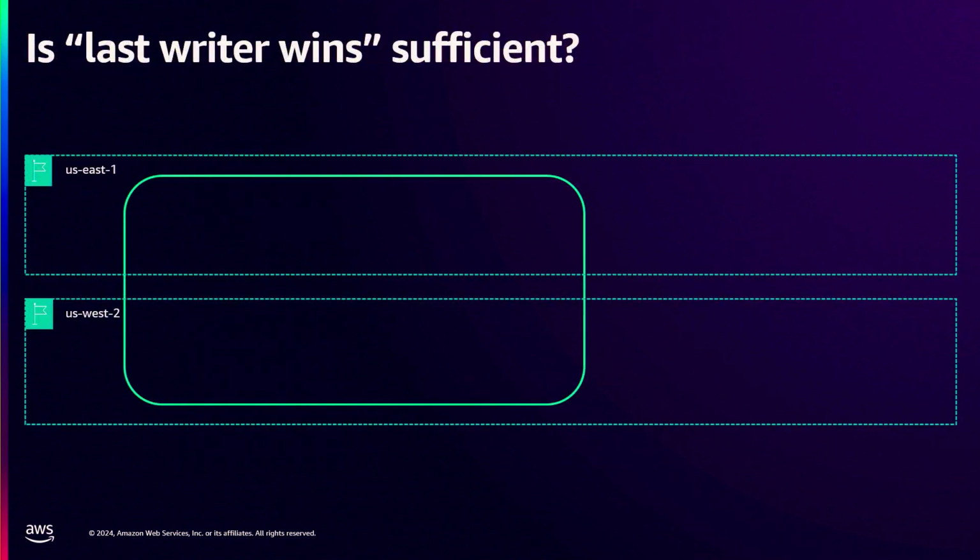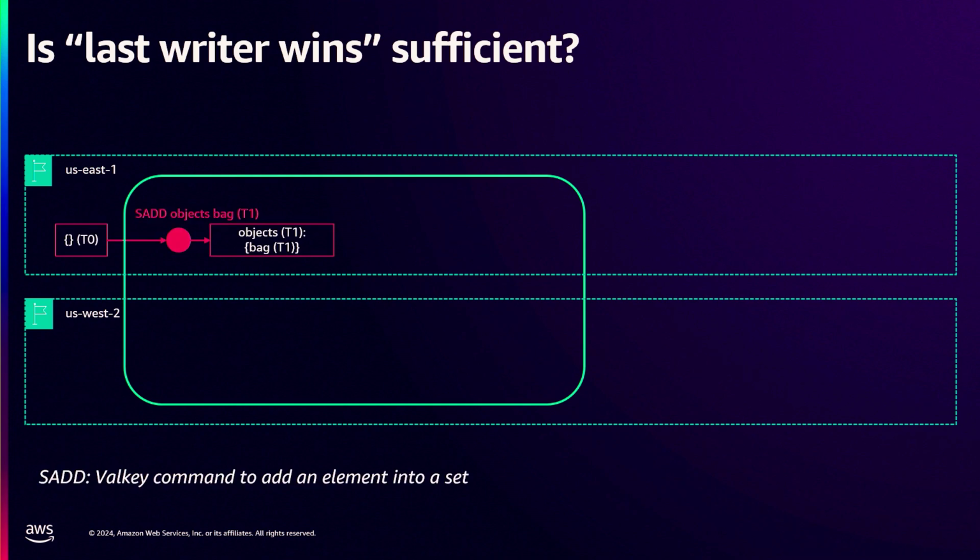To do this, we'll pick an example, again, with two regions, and we'll use a set as an example. So two regions will be interacting with a set object. Here we'll use the SADD command, which is the Valkey command to add an element to a set. So here the set is called objects, and the element we want to add to the set is bag. For those complex data types, having timestamps just at the key level is not enough. Every single element within this set needs to have its own timestamps too, so we can do a second level of conflict resolution if they arise.